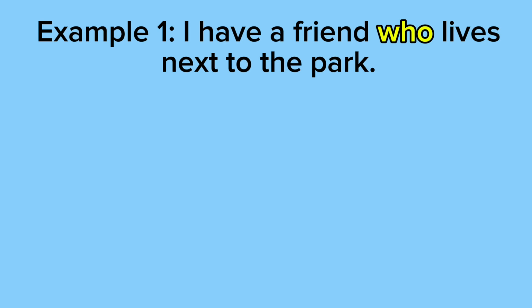So our first example says, I have a friend who lives next to the park. As you can see, who is the subject because who is the person that's doing the action. And who is actually part of the dependent clause because who lives next to the park isn't a full sentence. But if we connect who lives next to the park with I have a friend, it becomes a whole sentence.